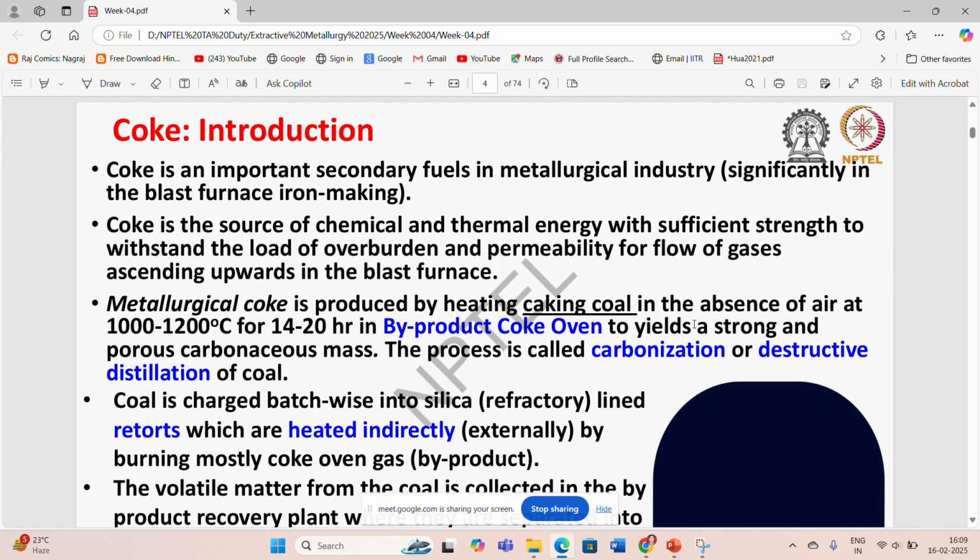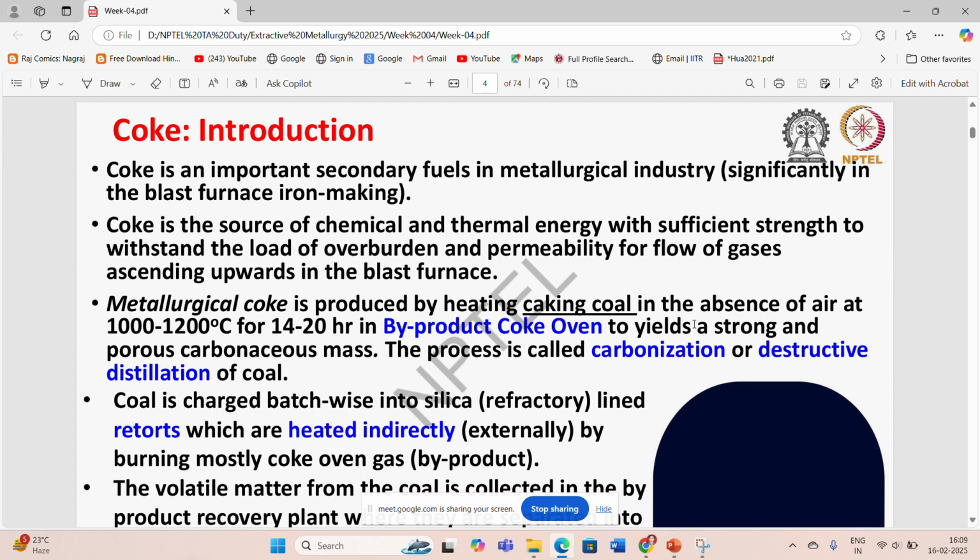Coke is an important secondary fuel in the metallurgical industry. Generally, when we talk about blast furnace operations, we cannot go with coal as a fuel source. We have to go with coke, and for making coke, we have to take the coking coal through some procedures to make the coke for blast furnace operation. Coke is the source of chemical and thermal energy, with sufficient strength to withstand the load of overburden and permeability for flow of gases ascending upwards in the blast furnace.